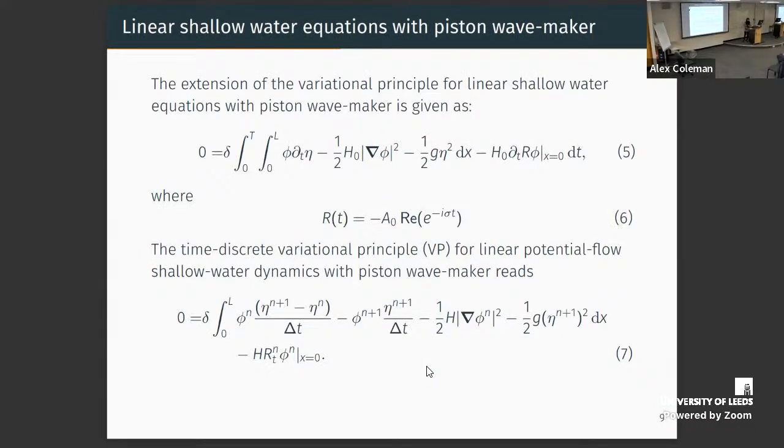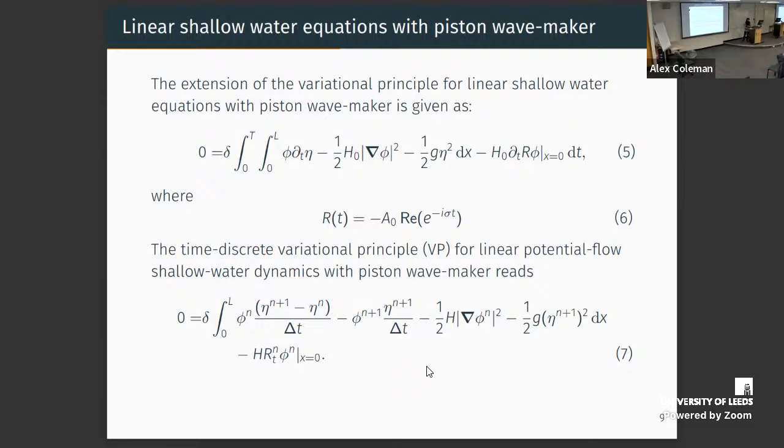Okay, so we add complexity to our linear model by adding a piston wave maker. Now it has a moving boundary, but because it's a linear system, the length of the domain is not changing and is still stationary. You can consider it like this. The variational principle in this problem will look something like equation 5, and the motion of the piston wave maker is written in equation 6. The time-discrete variational principle, which is our novel way, is given in equation 7.